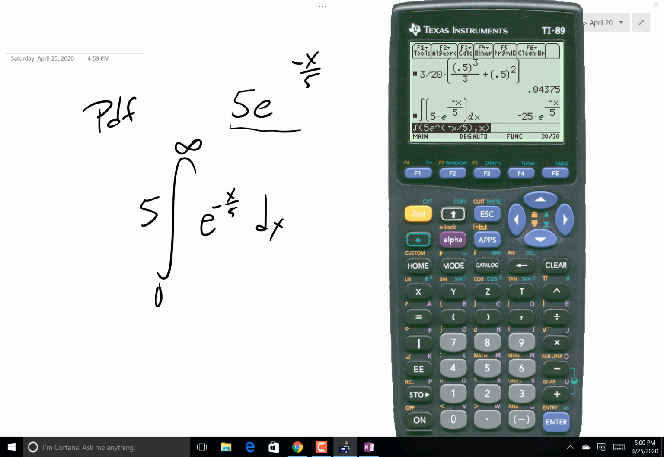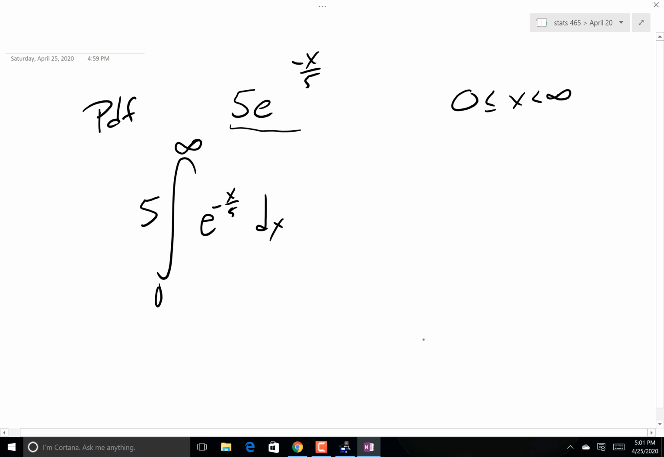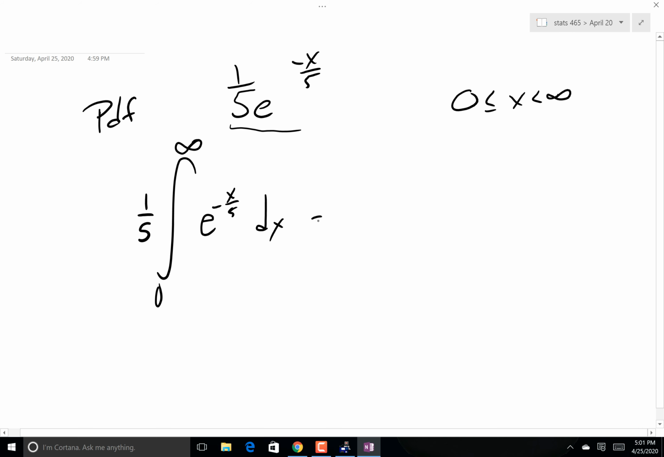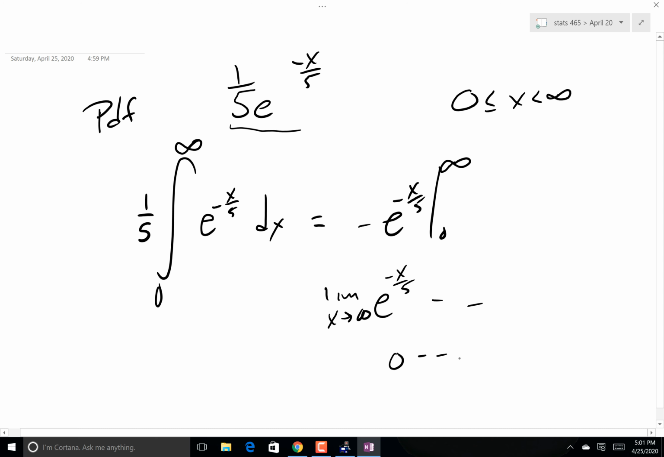I wanted that to be a 1/5. Sometimes I forget things. That's what I wanted. So the question is, is this a PDF? And the answer is, I think so. This becomes negative e to the negative x over 5 from 0 to infinity. Take the limit as x approaches infinity, and you will get 0, minus a minus, and if you put in a 0, you get minus a minus 1. So the answer is 1.